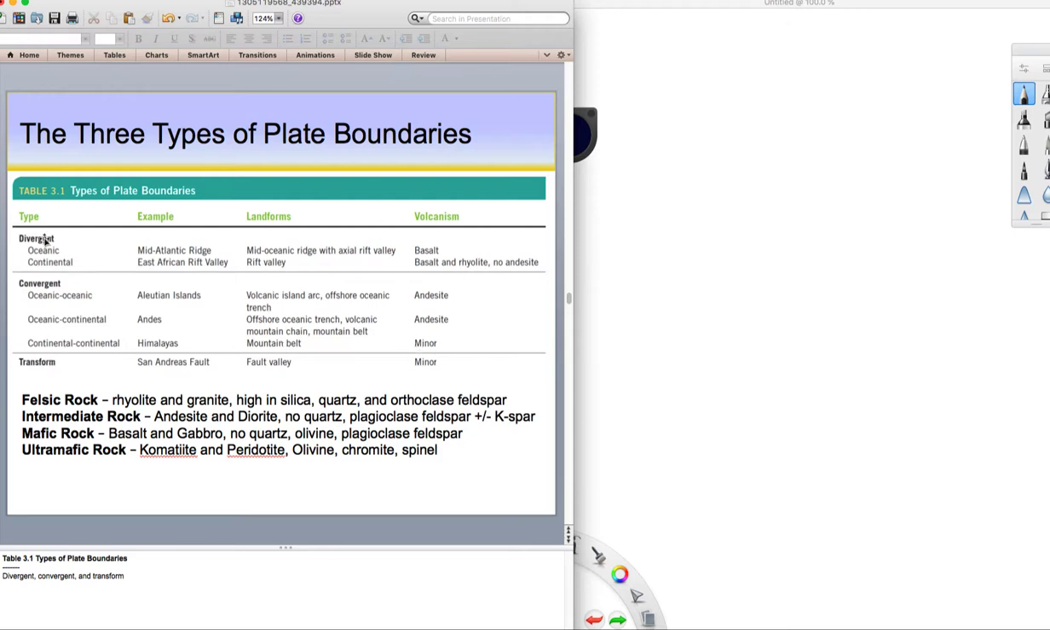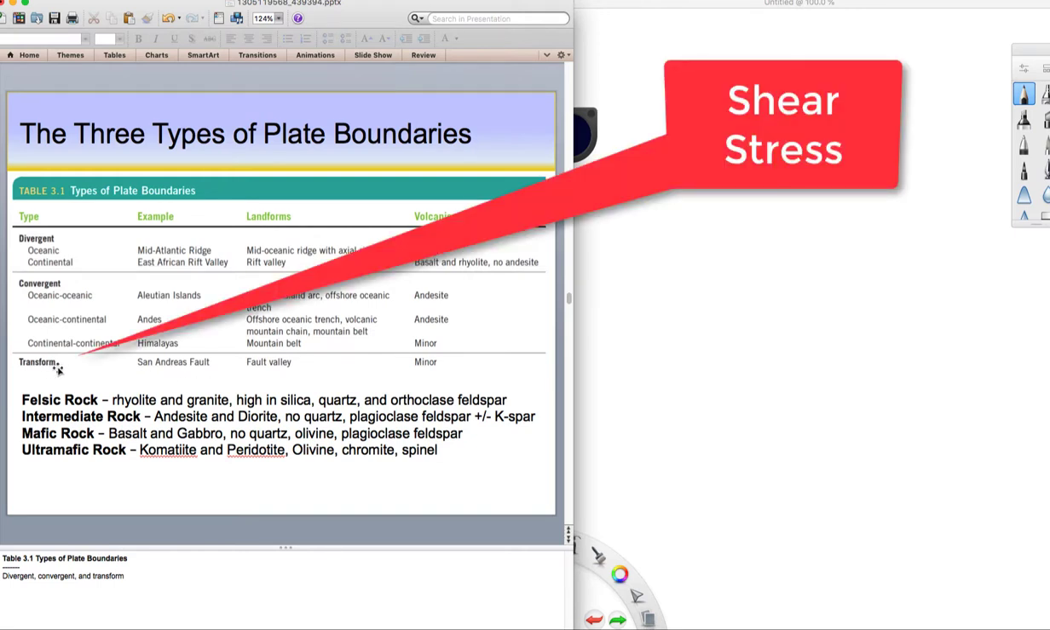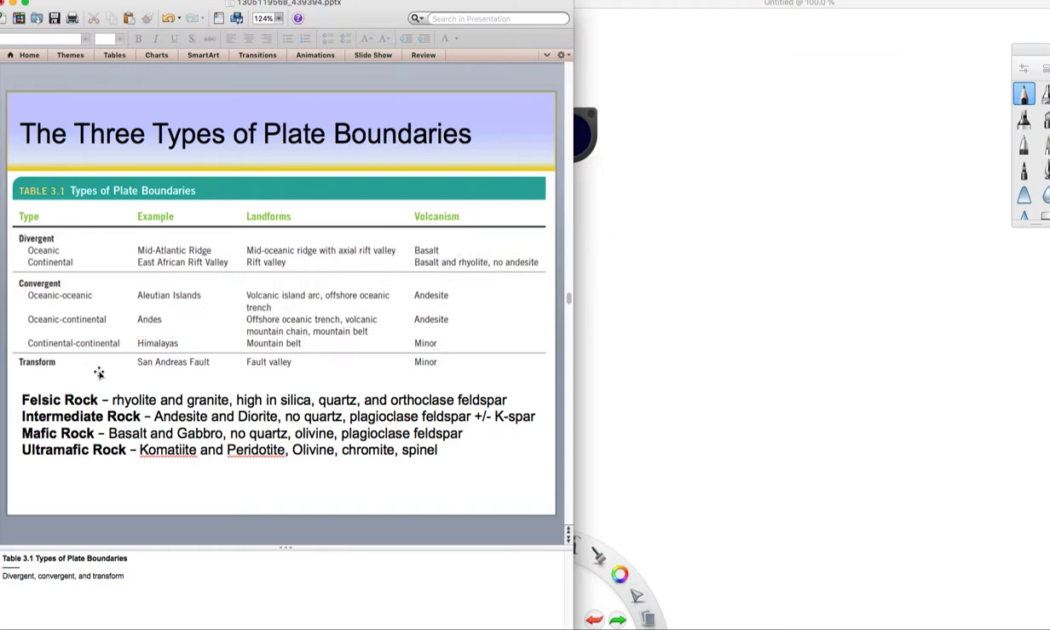And then finally, the third type of tectonic boundary is a transform margin, or the transform boundary, and this is like the San Andreas Fault. And here we have a fault valley or a fault where two tectonic plates are sliding past each other. So the type of stress we see here is a shear stress. Like if you had a deck of cards and you can kind of slide them past each other, that would be a shear type of stress.